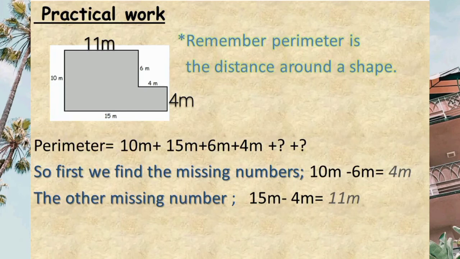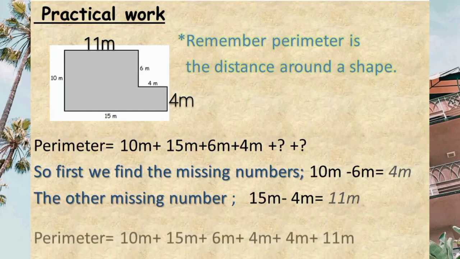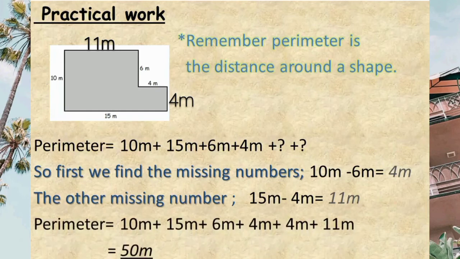Now that we have found all the missing numbers, let us find the perimeter of our shape. Our perimeter is equal to 10 meters plus 15 meters plus 6 meters plus 4 meters plus the 4 meters we found plus the 11 meters we found, which gives us a perimeter of 50 meters.